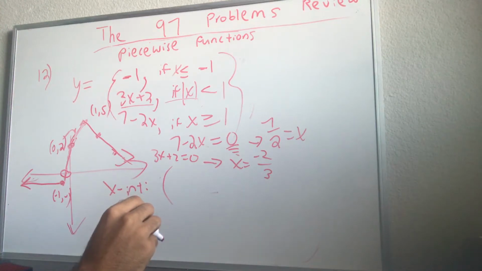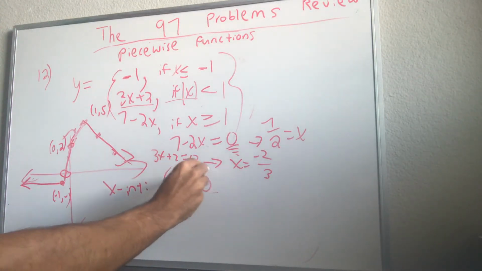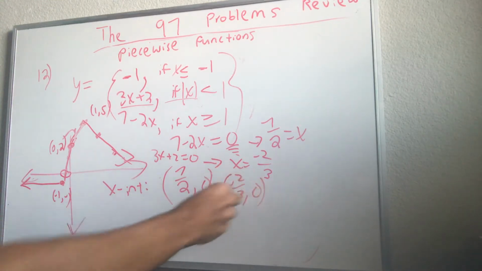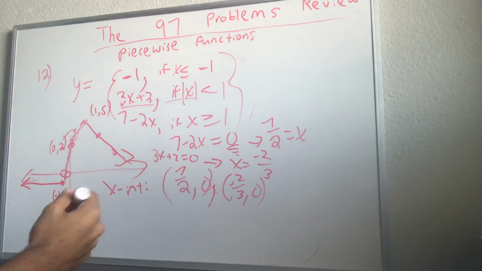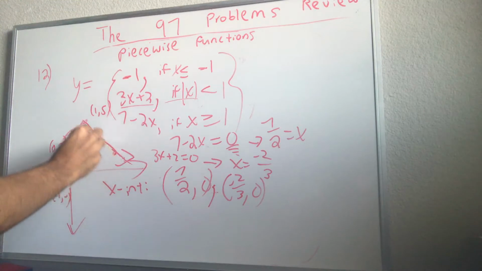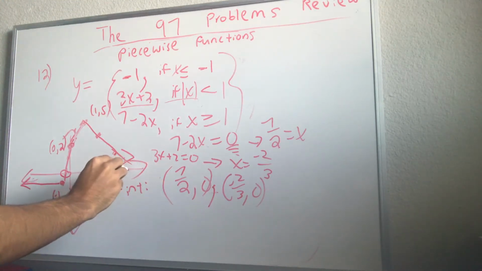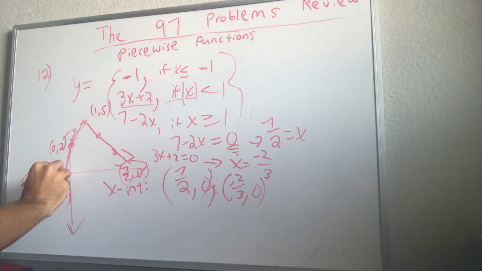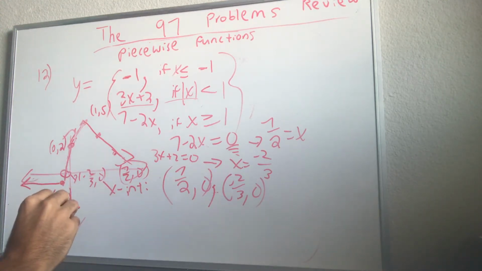So we have these 2 points here, and so really our x-intercepts are 7 over 2 comma 0, and then we have -2/3 comma 0. So those are our 2 x-intercepts, right? And that's an important concept because your graph is going to be continuing here, it's going to cross somewhere here. So this point over here is going to be 7 over 2 or 3.5 comma 0, and this point over here is -2/3 comma 0. So those are your 2 x-intercepts.